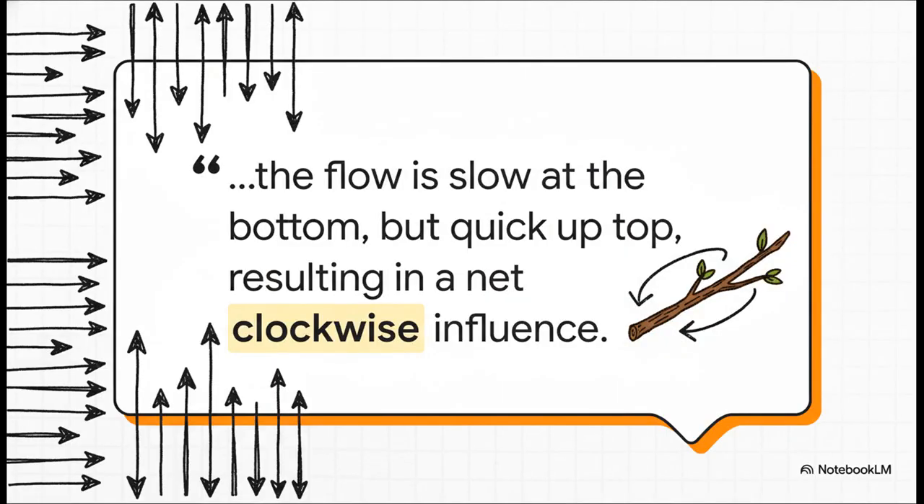But here's where it gets really cool. A field can have curl even if the fluid isn't obviously moving in a circle. In this example, the flow is just moving straight, but it's moving faster at the top than it is at the bottom. That difference in speed pushes the top of the twig harder than the bottom, which makes it spin. It shows that curl is about the net rotational effect, not just perfect circles.